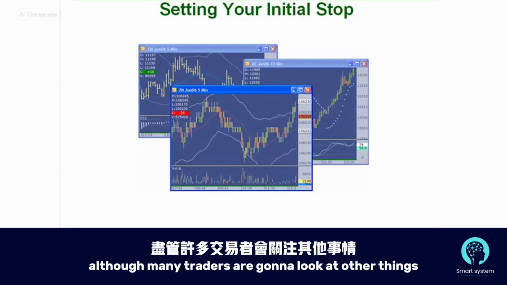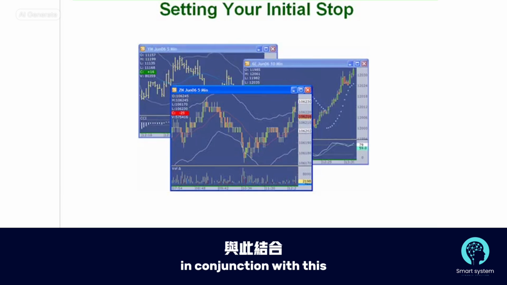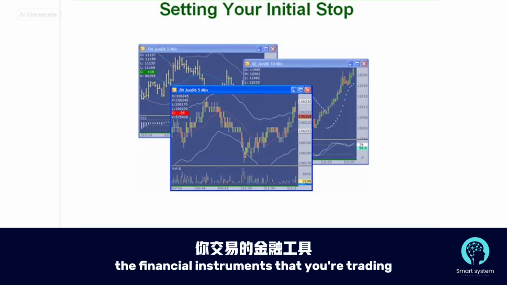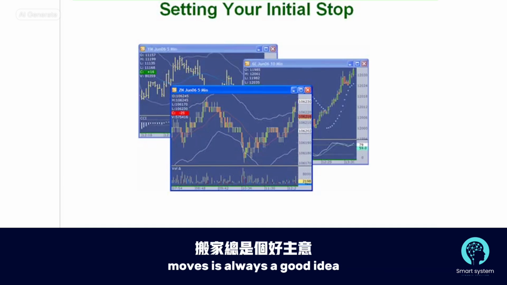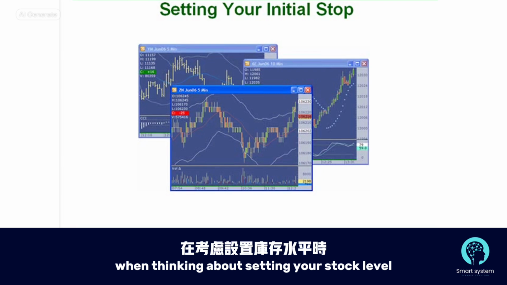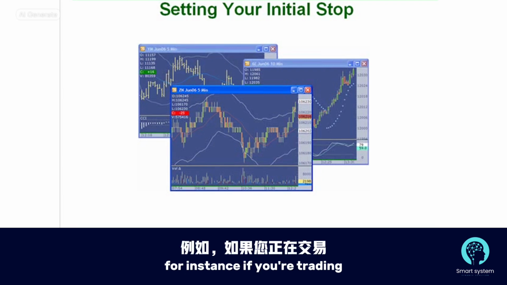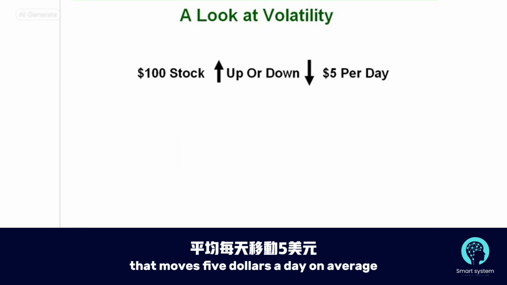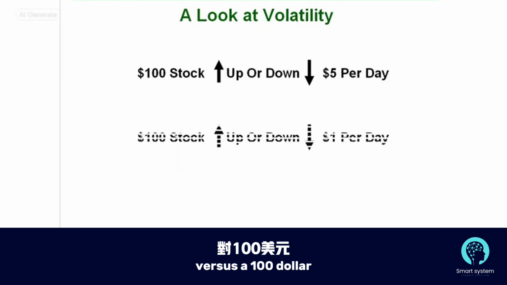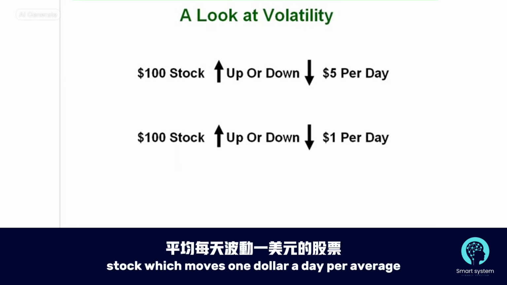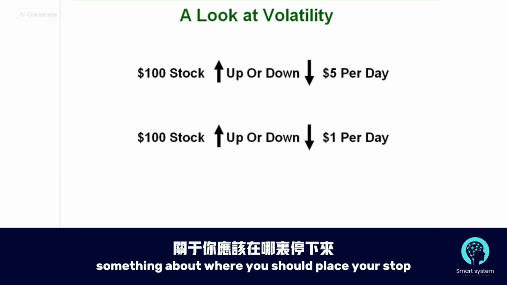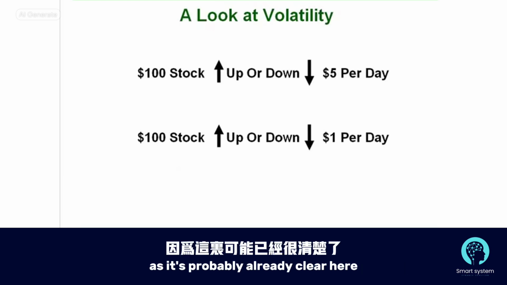Although many traders are going to look at other things in conjunction with this, having an idea of the historical volatility, or how much the financial instruments that you're trading move, is always a good idea when thinking about setting your stop level. For instance, if you're trading a $100 stock that moves $5 a day on average versus a $100 stock which moves $1 a day on average, that's obviously going to tell you something about where you should place your stop, as it's probably already clear here.